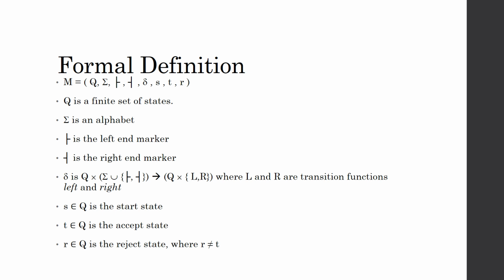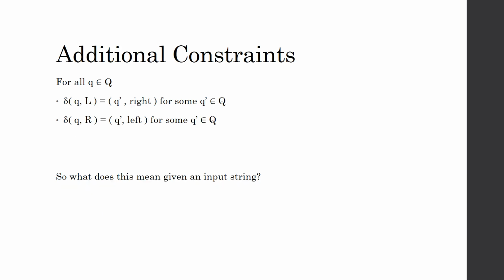S is an element of our set of states Q, which is our start state. T is an element of Q, which is our accept state. And R is an element of Q, which is our reject state. Note that R cannot equal T.